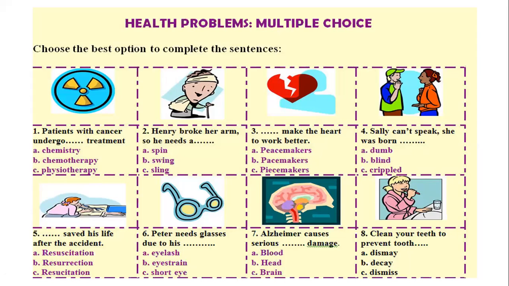Okay, I need 8 volunteers again. Okay, number one, patients with cancer undergo chemistry, chemotherapy, or physiotherapy treatment. Which is the right answer? Chemotherapy. Letter B, right? Chemotherapy, that's right. Number two, Henry broke his arm, so he needs a sling or swing? Letter B.